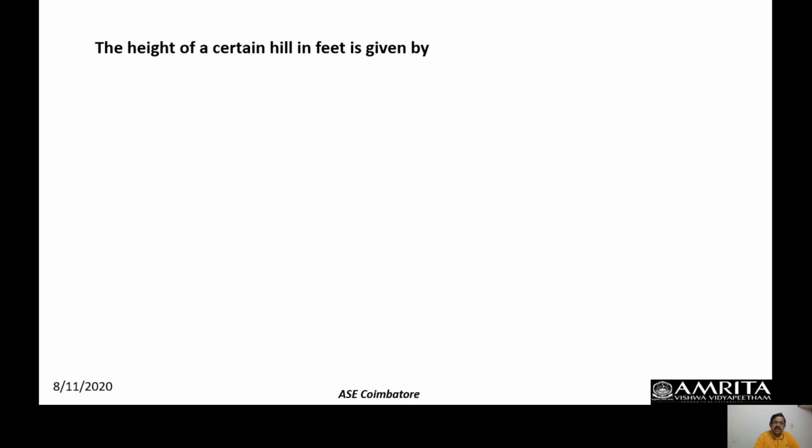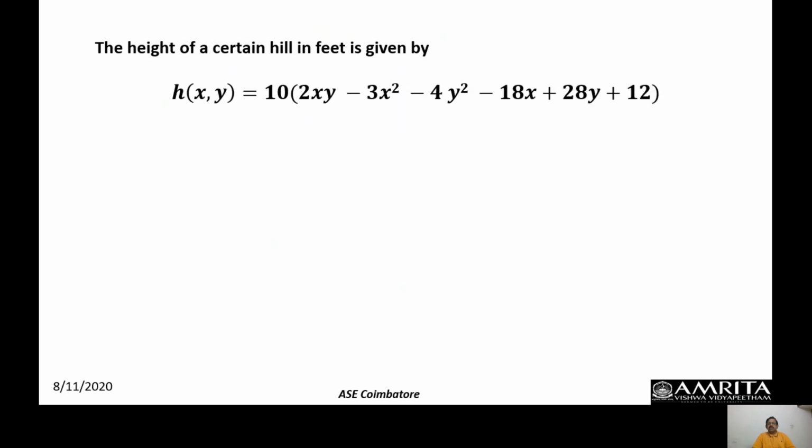Please take down. The height of a certain hill in feet is given by height of x, y equal to 10 into 2xy minus 3x square minus 4y square minus 18x plus 28y plus 12. This is the height of a certain hill. It is crystal clear, the height is only a scalar function. It has no direction. Okay, that is the clear thing.